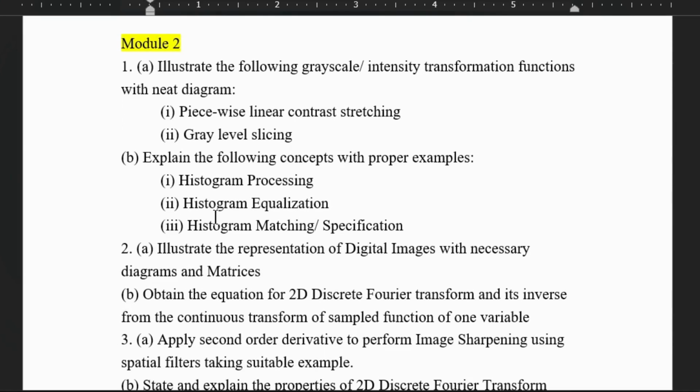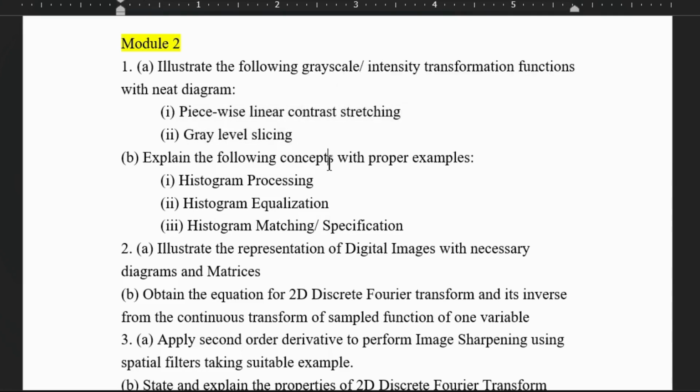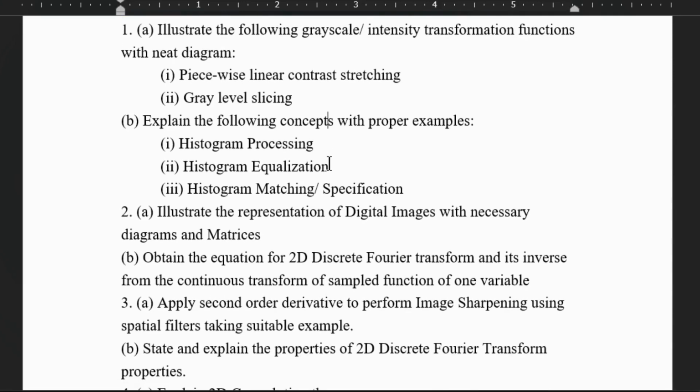Modules 2, 3 and 4, when it comes to DIP, mainly consist of equations and formulas, a small 2-3 lines definition, applications, advantages and disadvantages. That's it. First is piecewise linear contrast stretching and gray level slicing. You have to explain with the help of a diagram. We have 2 diagrams for this. Next we have histogram processing, equalization, normalization. Again diagrams and equations you have to mention.